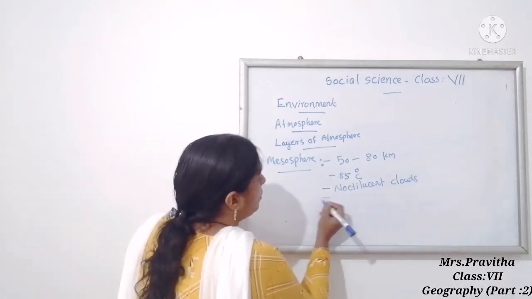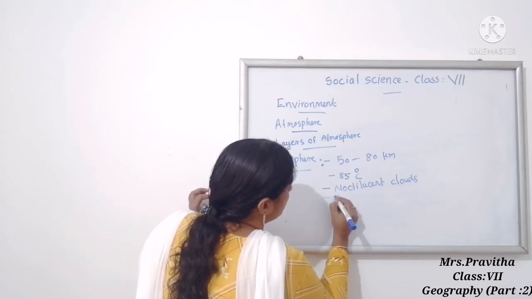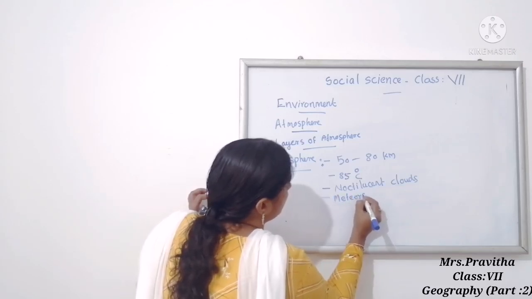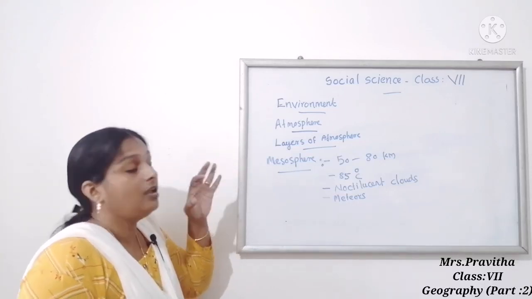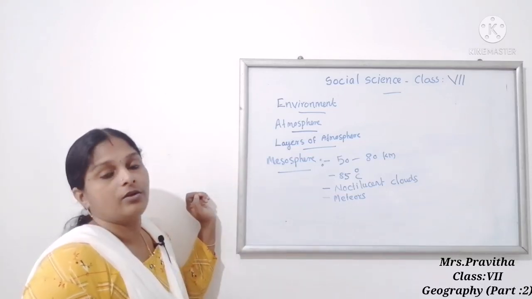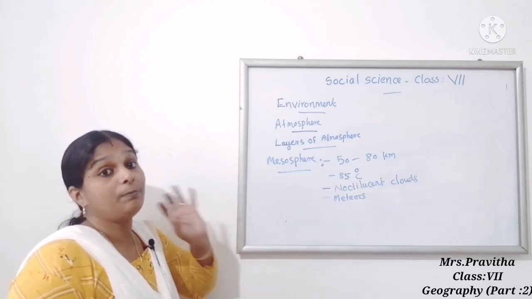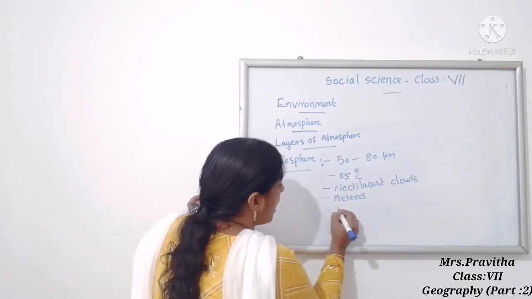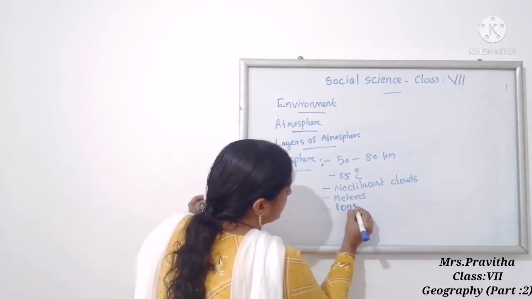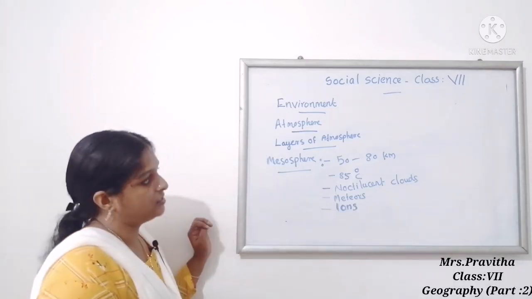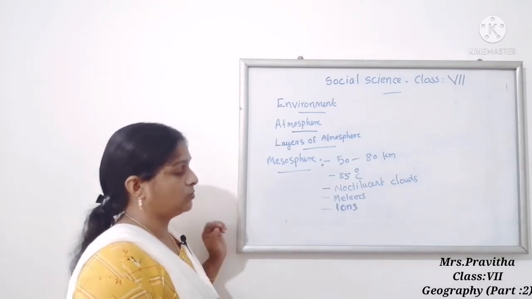Then another main point is meteorites or meteors. Meteors mainly fall from this layer. One more point is that this layer has electrically charged particles, that are called ions. So these are the main points about the mesosphere.